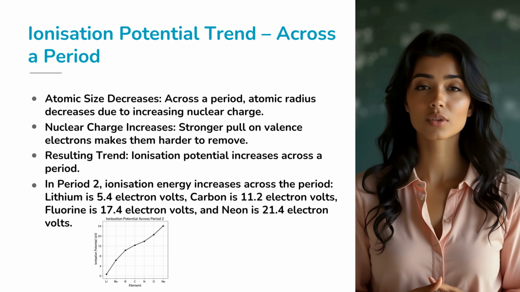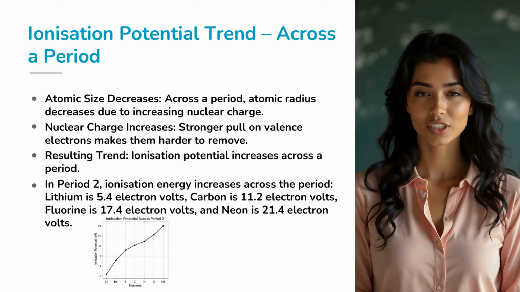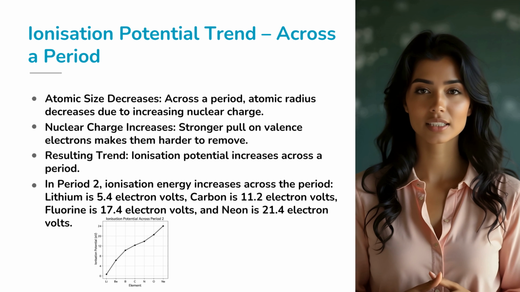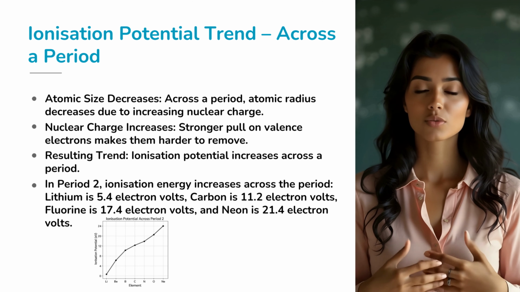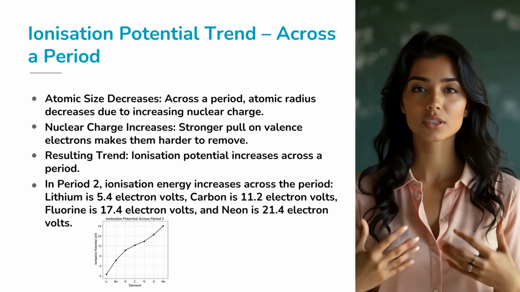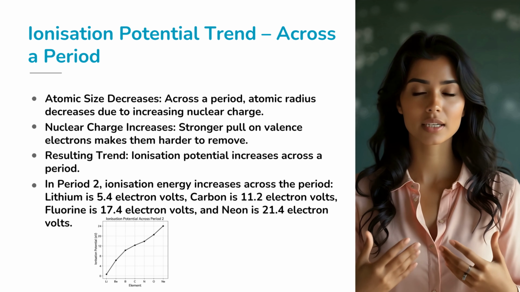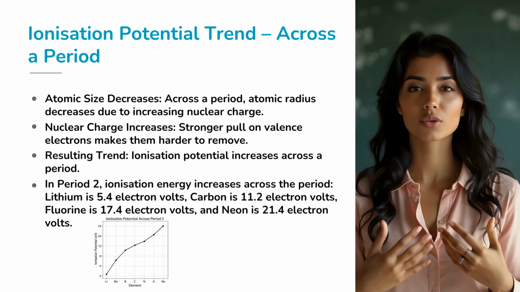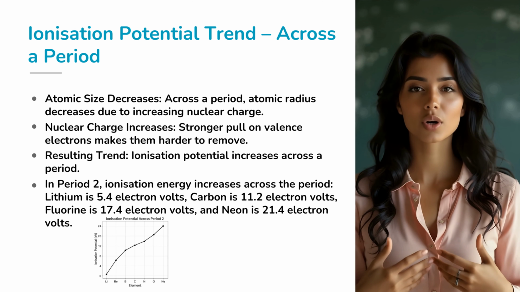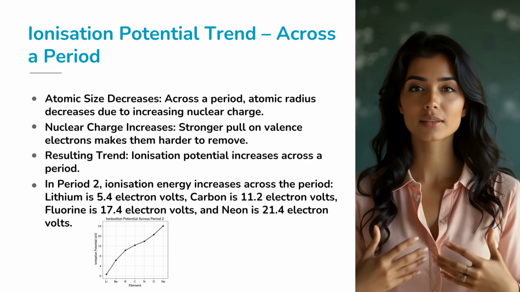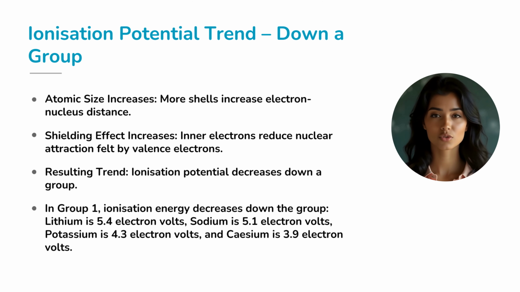In period 2, ionization energy increases across the period. Lithium is 5.4 electron volts, carbon is 11.2 electron volts, fluorine is 17.4 electron volts, and neon is 21.4 electron volts. Now let's move down a group, say group 1, the alkali metals.